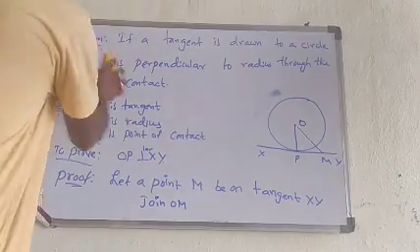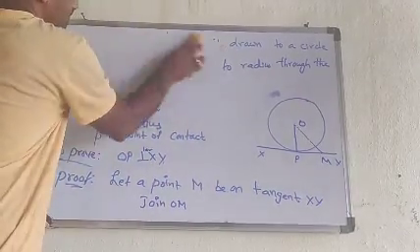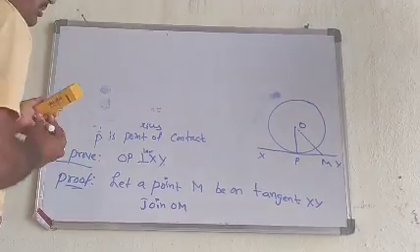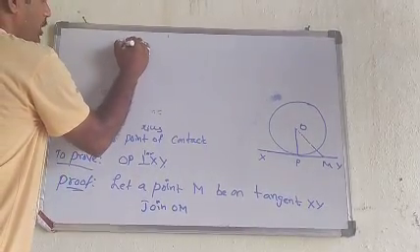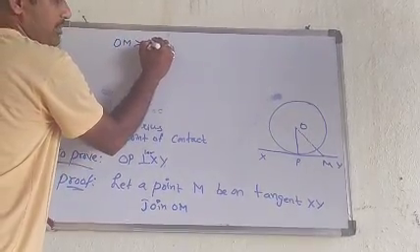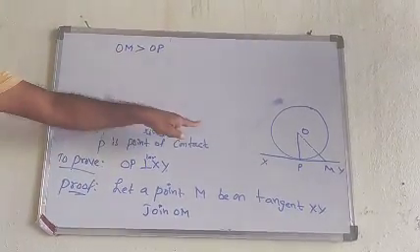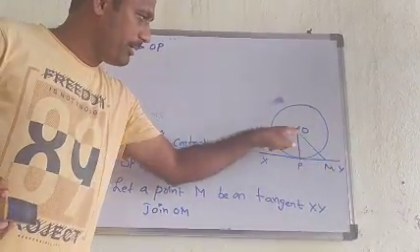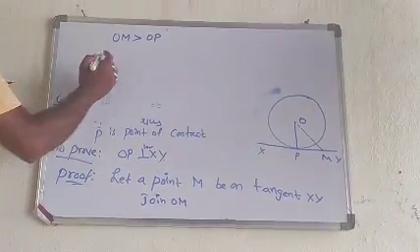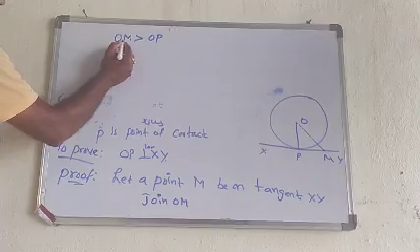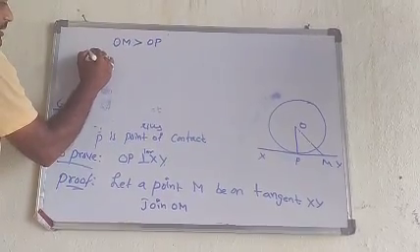we can clearly see that the length of OM will be more than the length of OP. If we measure the length from O to M and O to P, it will be more. Why? Because OP is the radius, and OM is more than the radius. So I can write simply that OM is greater than OP.